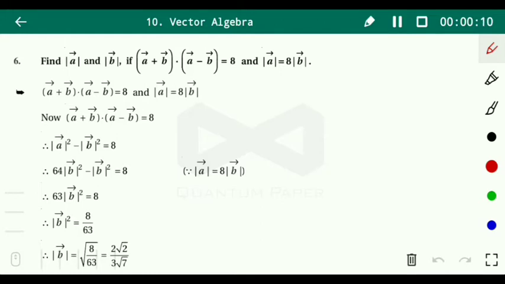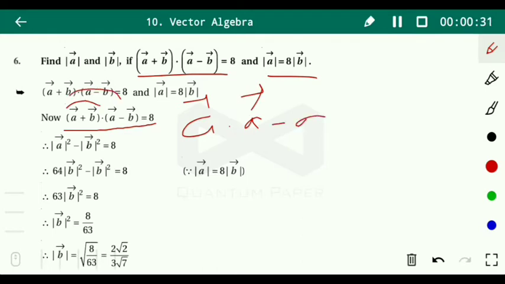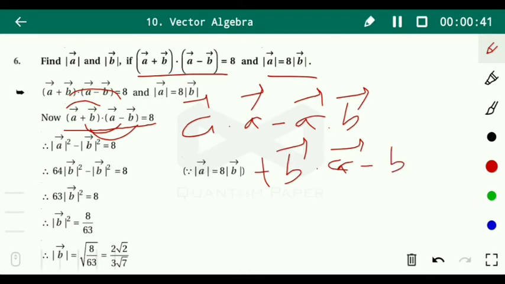(vector A minus vector B) is equal to 8 and magnitude of vector A is equal to 8 times the magnitude of vector B. Okay, so here given that (vector A plus vector B) dot (vector A minus vector B) equals 8. Now we have to simplify it. So it gives vector A dot vector A, minus vector A dot vector B, plus vector B dot vector A, minus vector B dot vector B is equal to 8.